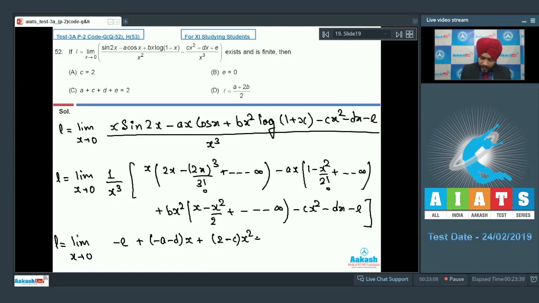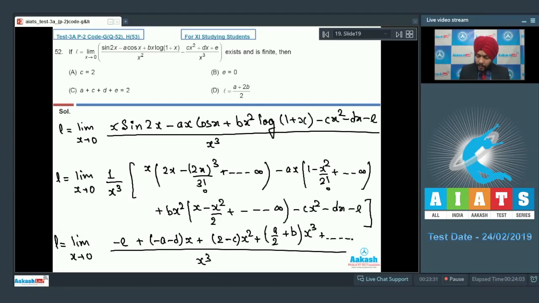The coefficient of x cube. I'm only concerned till x cube, okay, because denominator has degree 3. The coefficient of x cube will be, from the first term there is no coefficient. From the second term it is a by 2. From the third term it is b. X cube. Plus x power 4 and x power 5 higher terms will come. I'm not concerned about them because they will tend to 0 because limit x is tending to 0.